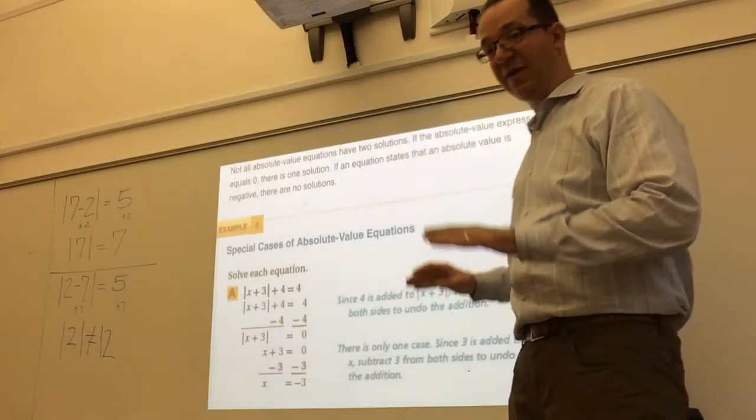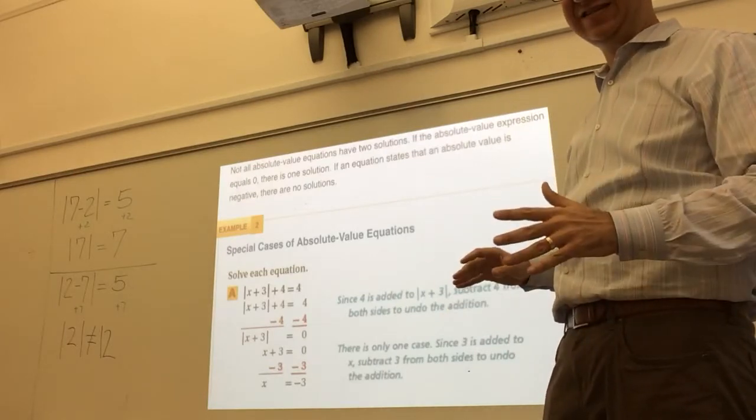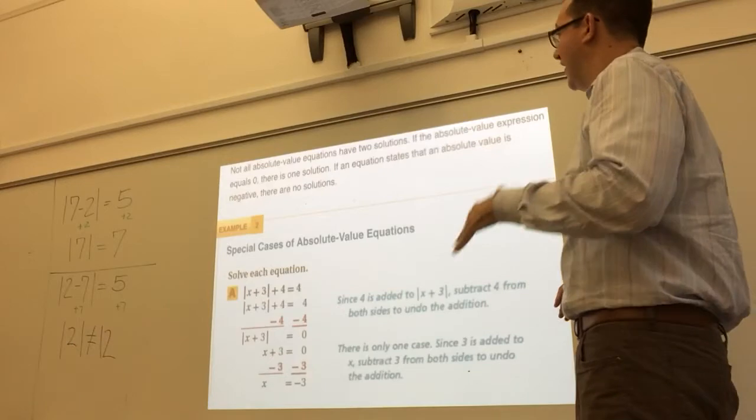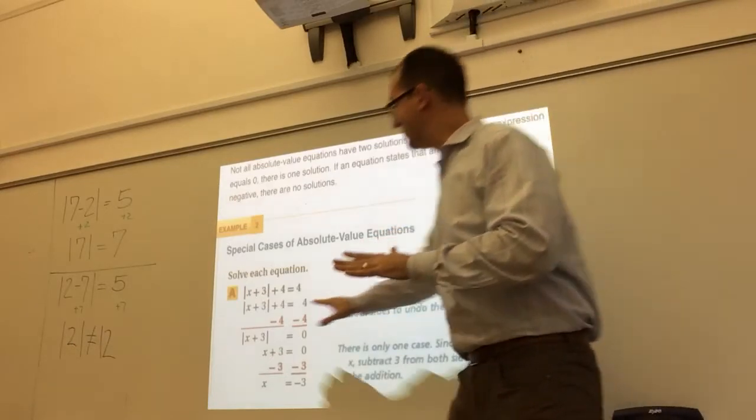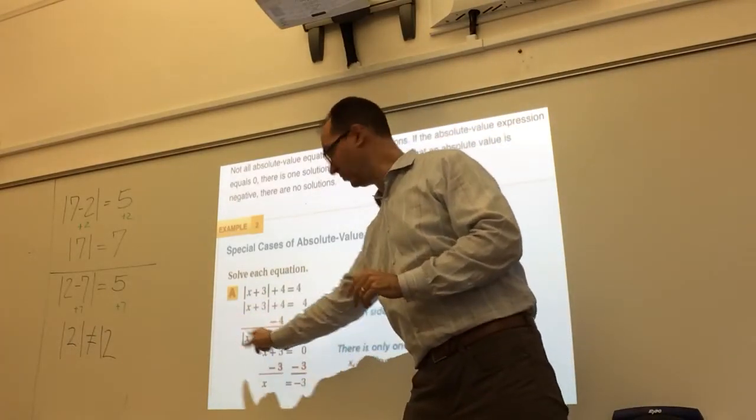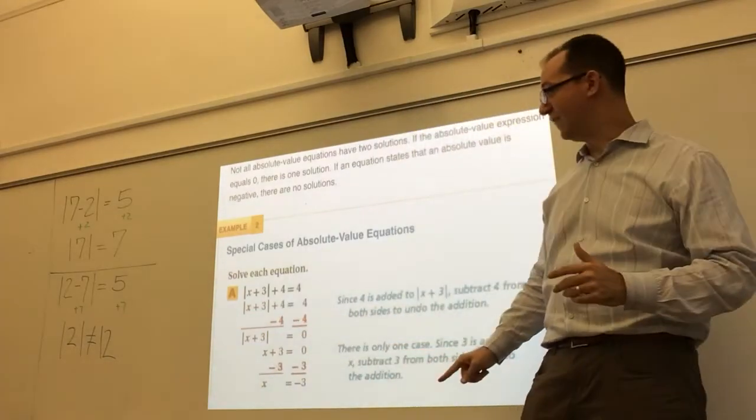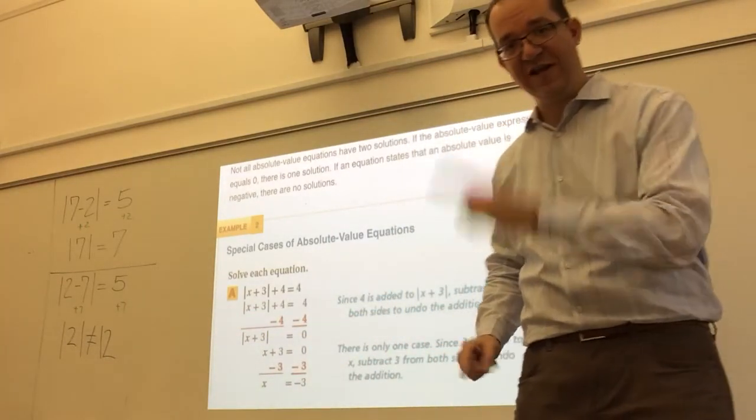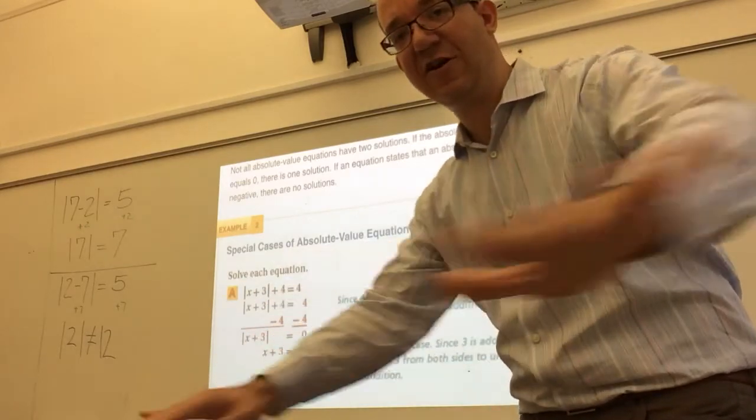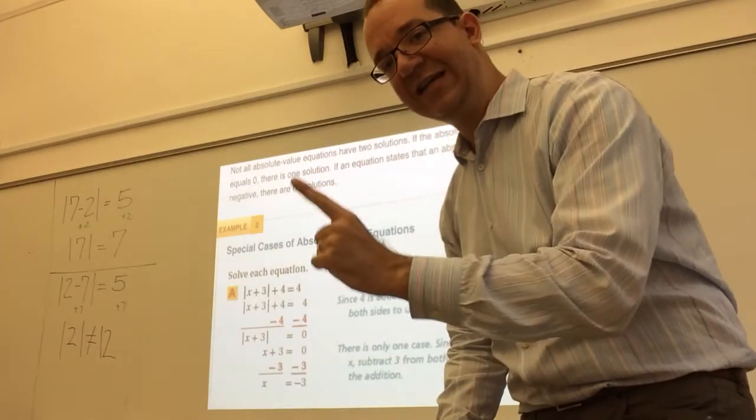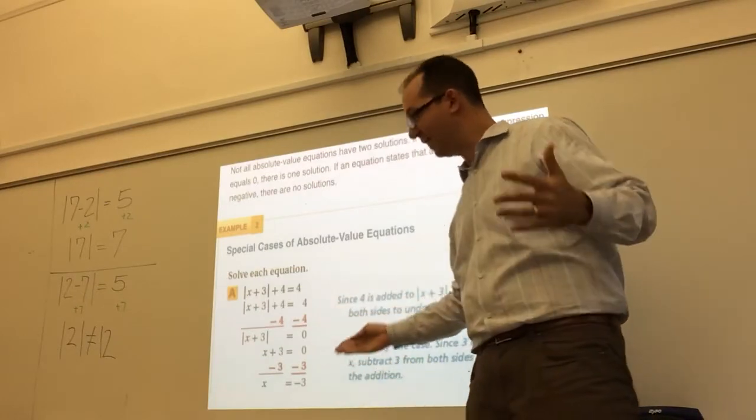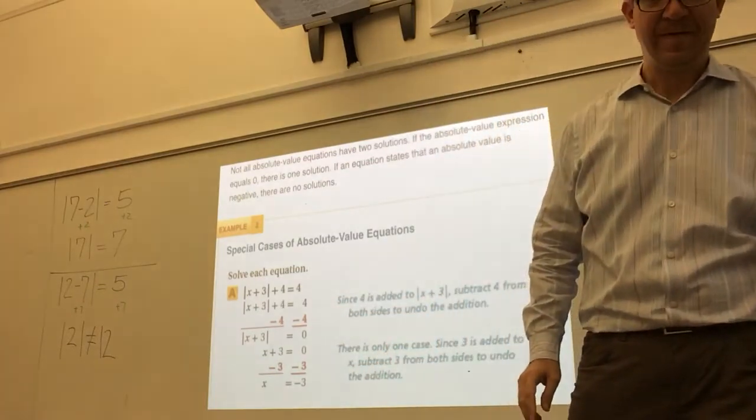Before we see the example, I want you to know special cases when there's not two solutions. If your absolute value expression, once it's isolated on one side of the equal sign, so the absolute value of x plus 3 equals 0, you know there's only one solution. There's no opposite of 0. So you only need one solution. You just know x plus 3 equals 0, therefore x equals negative 3.